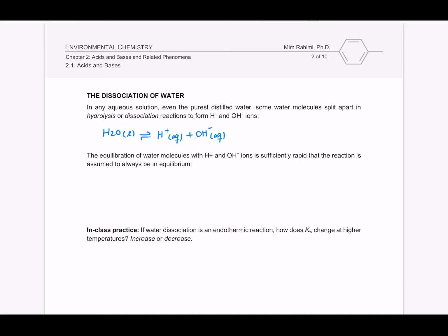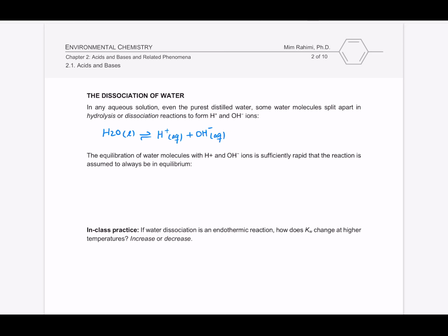So even the purest distilled water, you still have this reaction. This is the reaction you can't avoid. Later, quantitatively speaking, you'll see this reaction over and over, and it will be one of the key reactions to bring to the table to solve for the whole speciation.